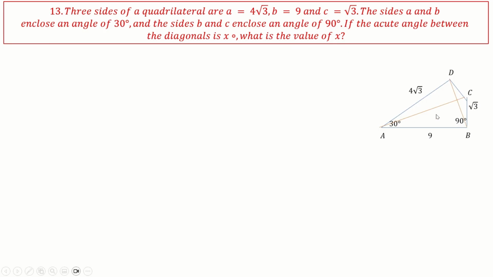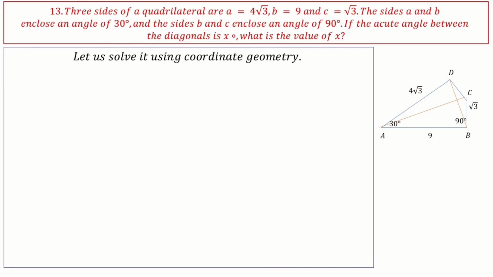So let's consider A as origin, which means 0, 0. And AB will become 9, 0, because AB is the x-axis now. If A is origin, B is 9 units away from origin on the x-axis, which is 9, 0. And C will become 9, square root of 3, because it is at the height of square root of 3 at x equal to 9. Correct. And D also we can get.